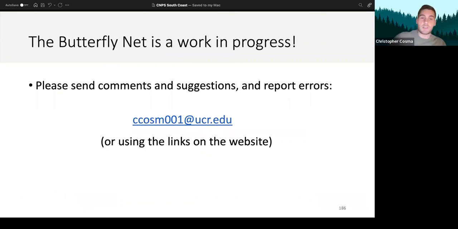And lastly, I'd like to just say that the butterfly net is a work in progress. So I do encourage you to use the app, but I also really appreciate any comments and suggestions. If you see something that doesn't look right, please report the error using the links on the website, or you can always email me. My email address is posted here.